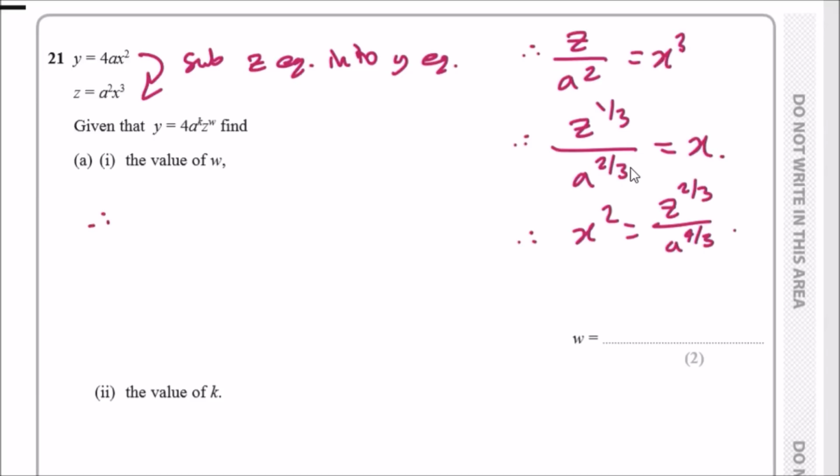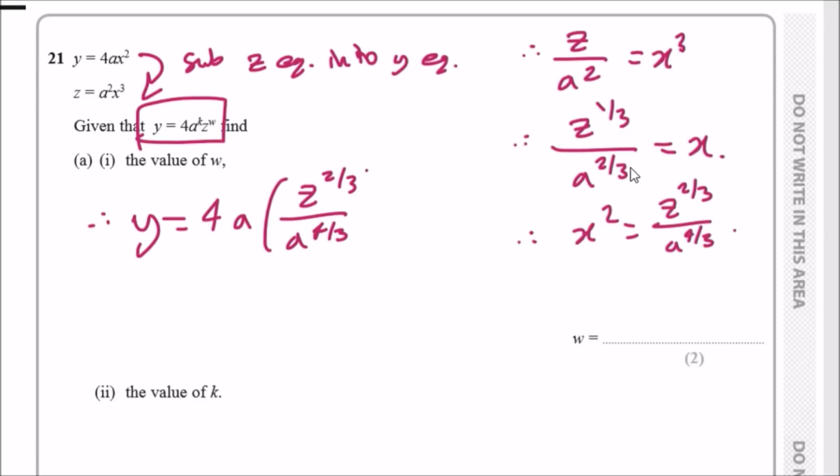So now we can say that this equation can be represented as y equals 4a, and x squared is this, z to the 2/3 of a to the 4/3. And now just combine the powers. It looks like we need to make a single a and a single z. Remember, this is a to the power 1 here because we're working in powers. So what do we have? We got 4a to the power 1.